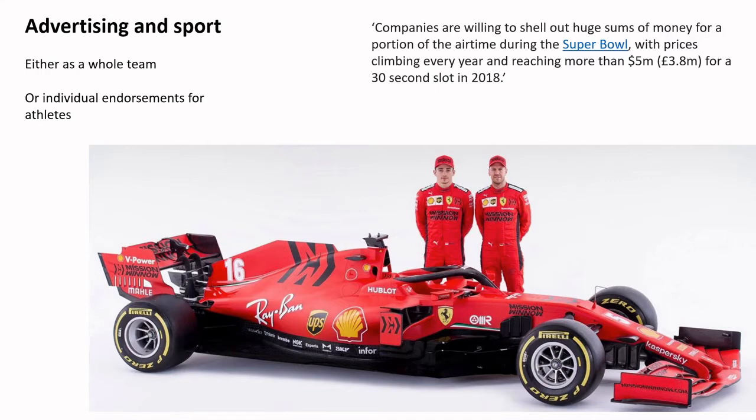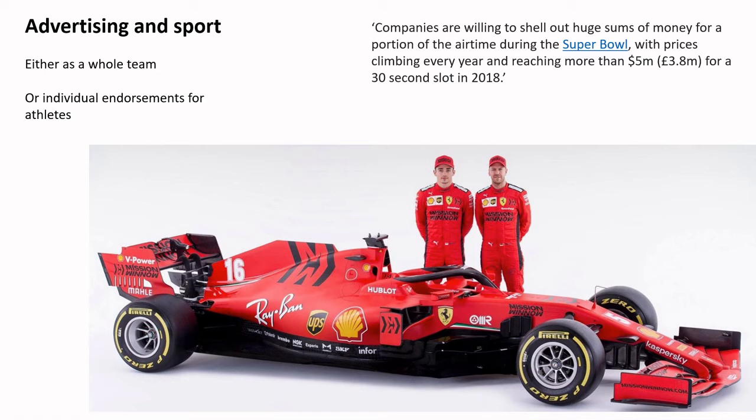So then you've got advertising and sport, and because I haven't talked about it for a while, we're going to talk about F1, because why wouldn't we? So this can be either as a whole, an individual, or a whole team. Obviously, you've got people like Cristiano Ronaldo, like Conor McGregor, the really big famous sports stars that have their own individual sponsorships, where they might wear a t-shirt with certain brand names on there.